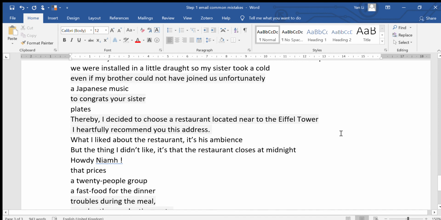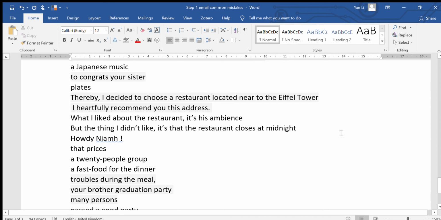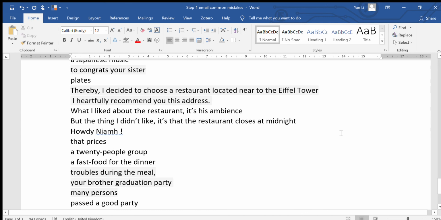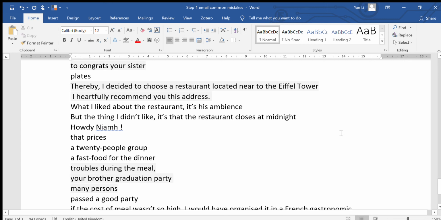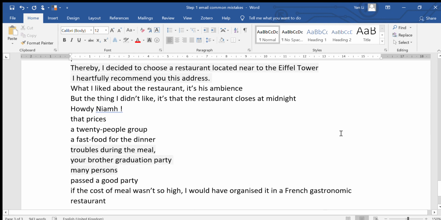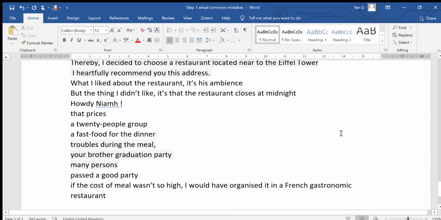"A Japanese music": just "Japanese music," or a Japanese song. "Congrats" is not a verb. "Congratulate" is the verb. "Plates" means "assiette," not dishes. A dish is the correct translation of "un plat" for both meanings. "Thereby": I don't think you understand the meaning of "thereby." "I heartfully": that's not a thing. The restaurant is not a person, okay? The restaurant is not a person.